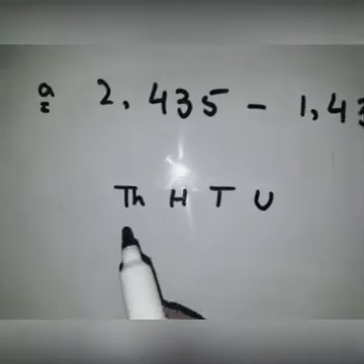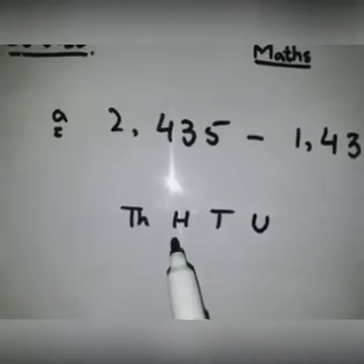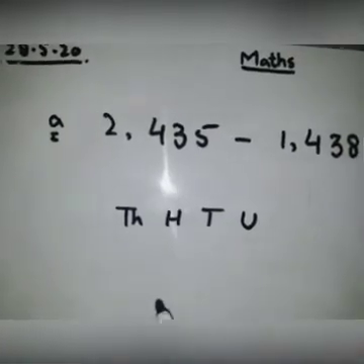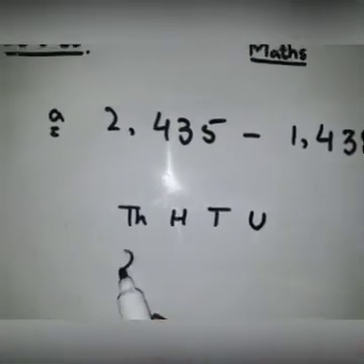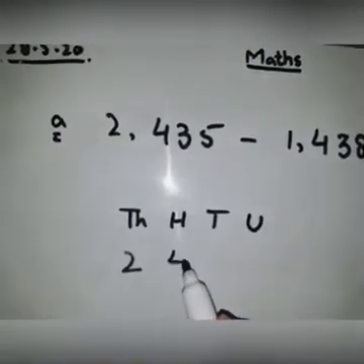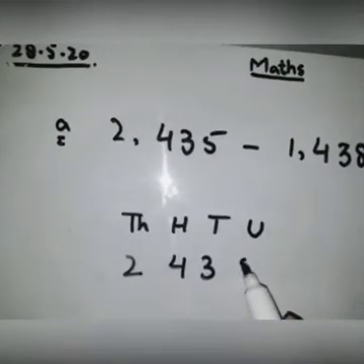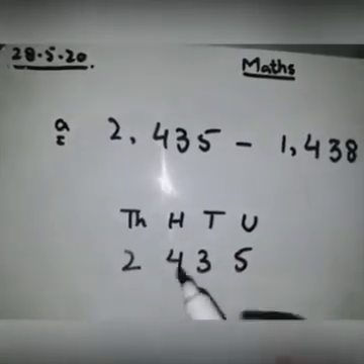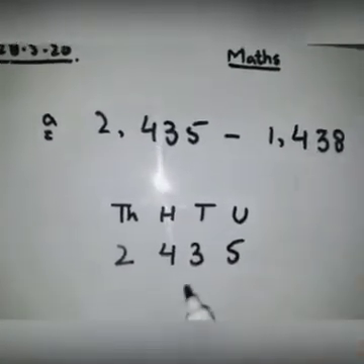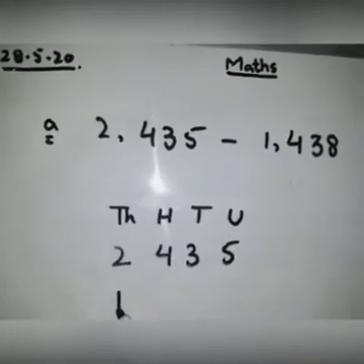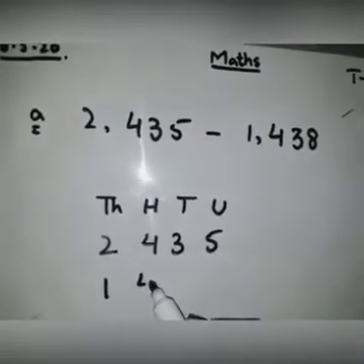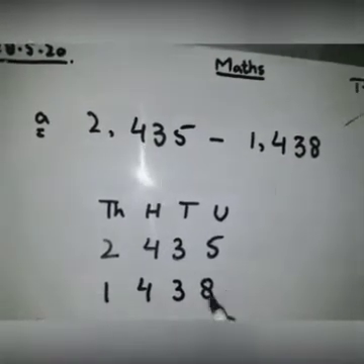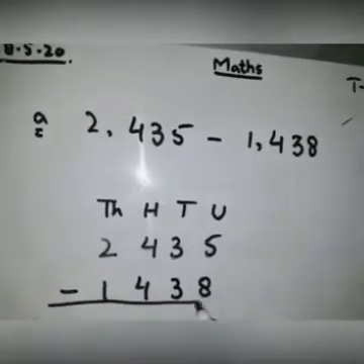Now first of all, I have written here units, tens, 100, 1,000 and 10,000 because the value is 2000 and 1000. Now I will write the values at their place values, like 5 units, 3 tens, 400, 2000. Now I have to subtract this value, so I will write 1 in the place of 1000, 4 in the place of 100, 3 in the place of tens and 8 in the place of unit. Now I will subtract it.